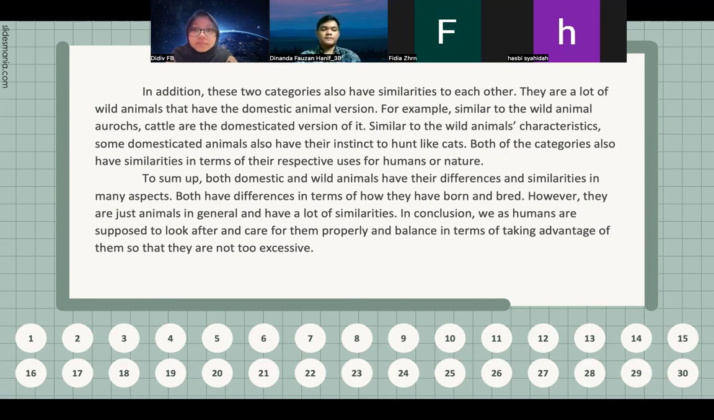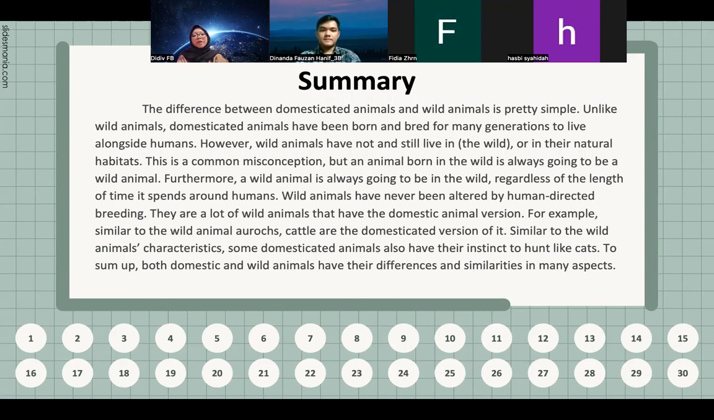Back to the moderator. All right, here we have the summary, and I'm going to read this summary. Basically, the difference between domestic animals and wild animals is pretty simple. Unlike wild animals, domestic animals have been born and bred for many generations to live alongside humans. However, wild animals have not and still live in the wild or in their natural habitat. This is a common misconception, but an animal born in the wild is always going to be a wild animal. Furthermore, a wild animal is always going to be wild, regardless of the length of time it spent around humans. Wild animals have never been altered by human-directed breeding.